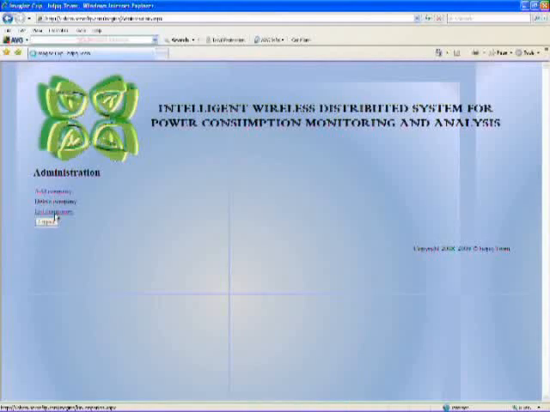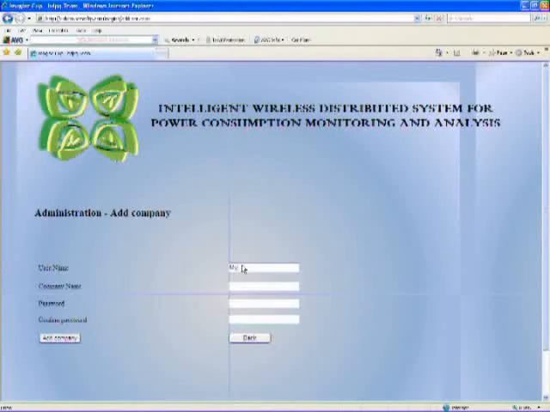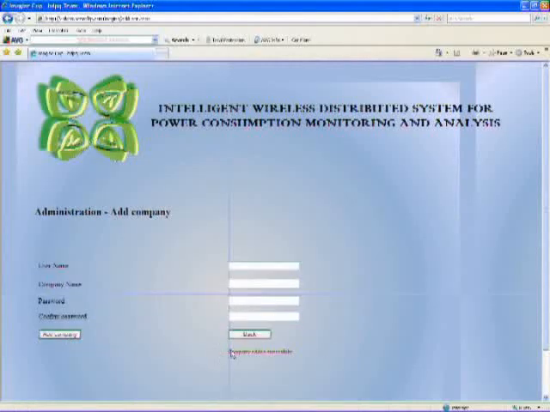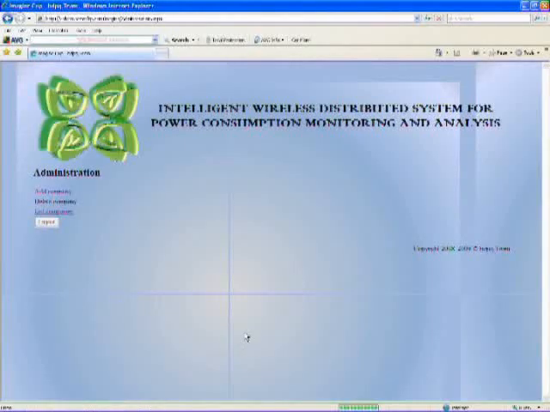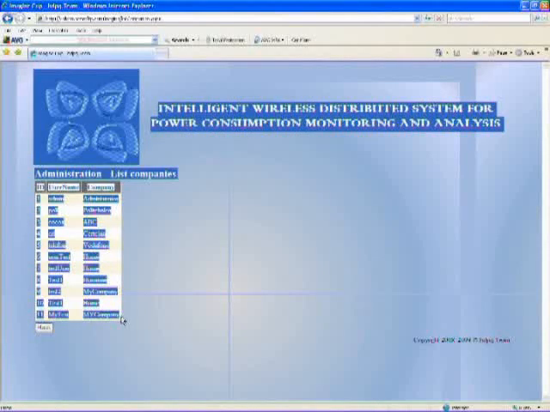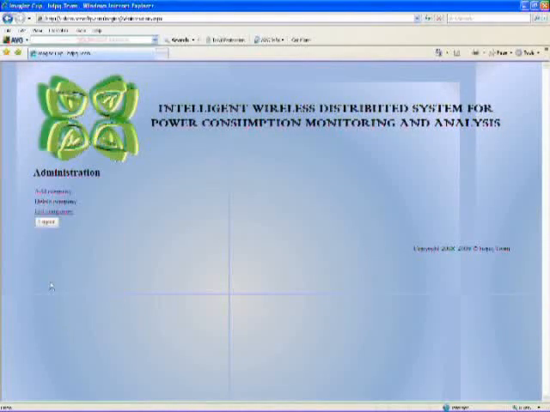But the main way the user interacts with our system is through the web application on the server. There are two types of accounts here, one for the administration part and one for the regular clients. The administration part is designed to help controlling the clients of the system by adding, listing or deleting companies.